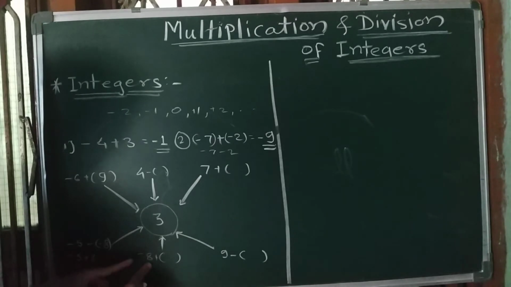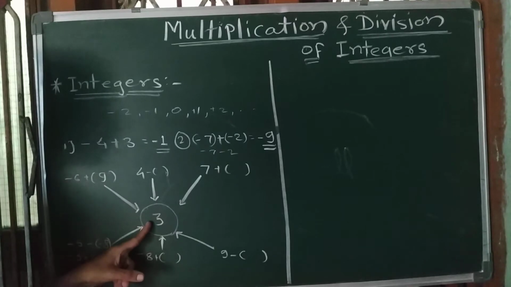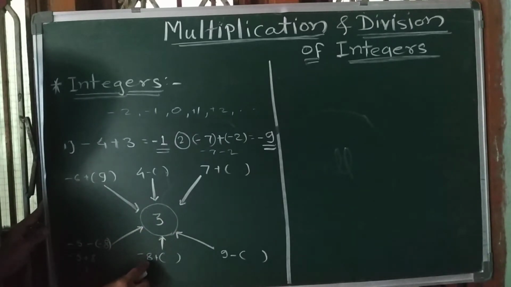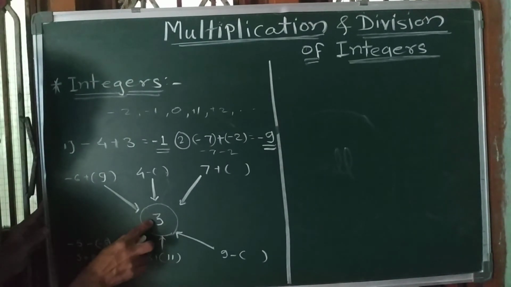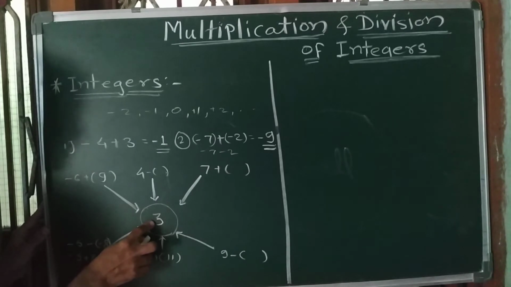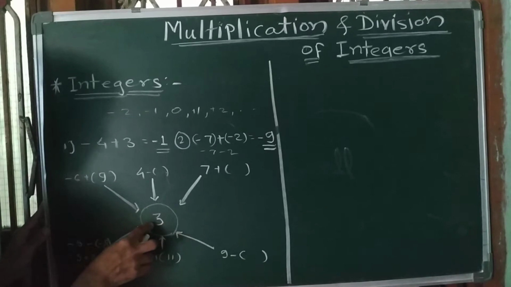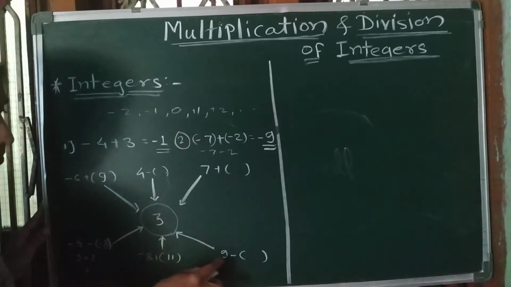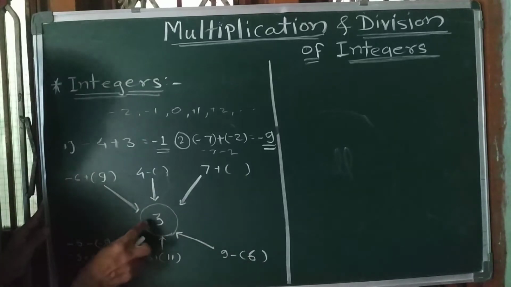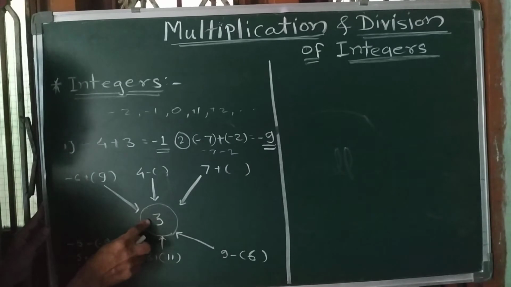What will be next? -8 plus what, so that we get 3? Here it is 11. 11 minus 8 remains 3, and the greater number's sign is positive. 11 has a positive sign, so here is the positive sign. Understood? Now here is 9 minus what, so that we get 3? 9 minus 6 gives 3. The greater number, 9, has a positive sign, so it will be positive.